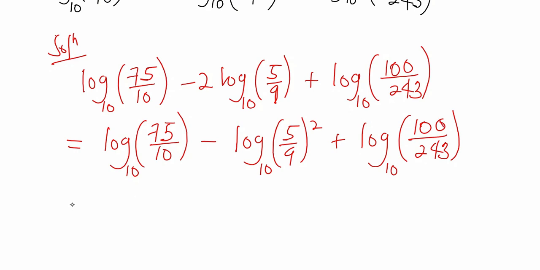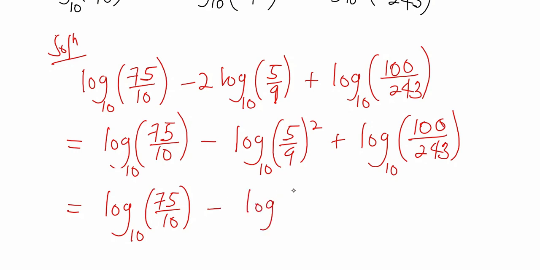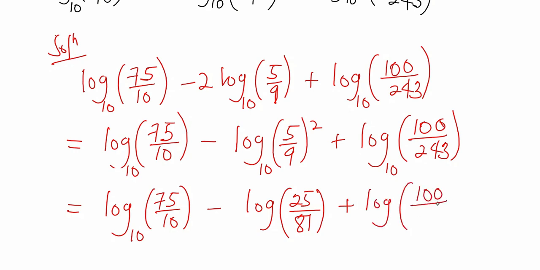Now with this, we can further simplify our solution by maintaining logarithm of 75 out of 10 base 10 minus logarithm of, now this implies that the square is going to affect 5 and 9. So 5 squared gives us 25, and 9 squared gives us 81, plus logarithm of 100 out of 243. We have base 10 here. We also have base 10 here.